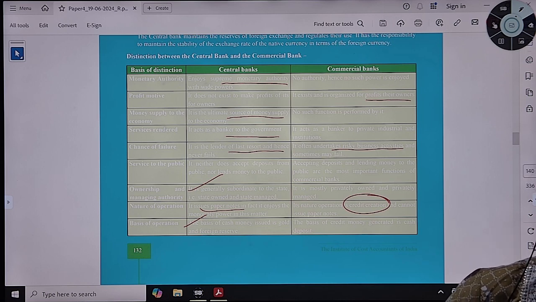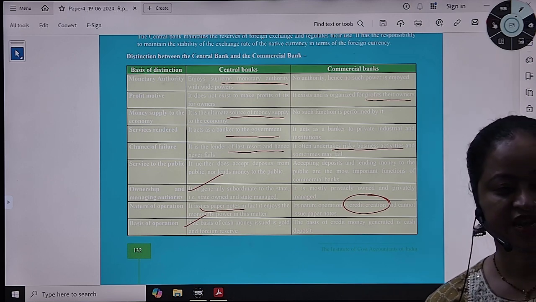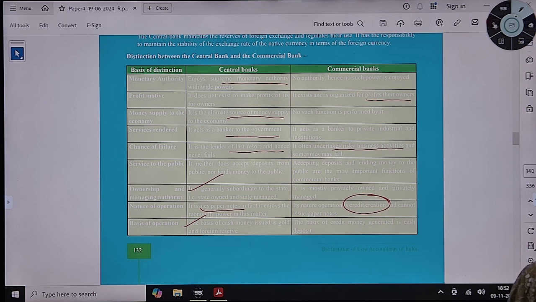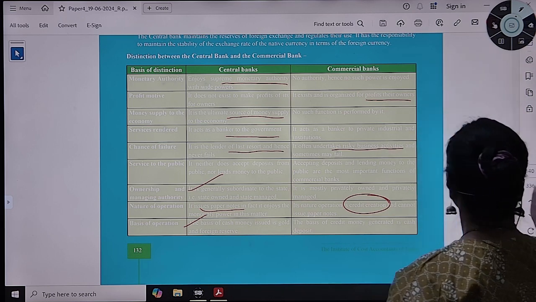Okay, and what is the establishment year of the central bank? 1935. Okay. And nationalized in the year? Okay, fine. Okay, that's all for today.